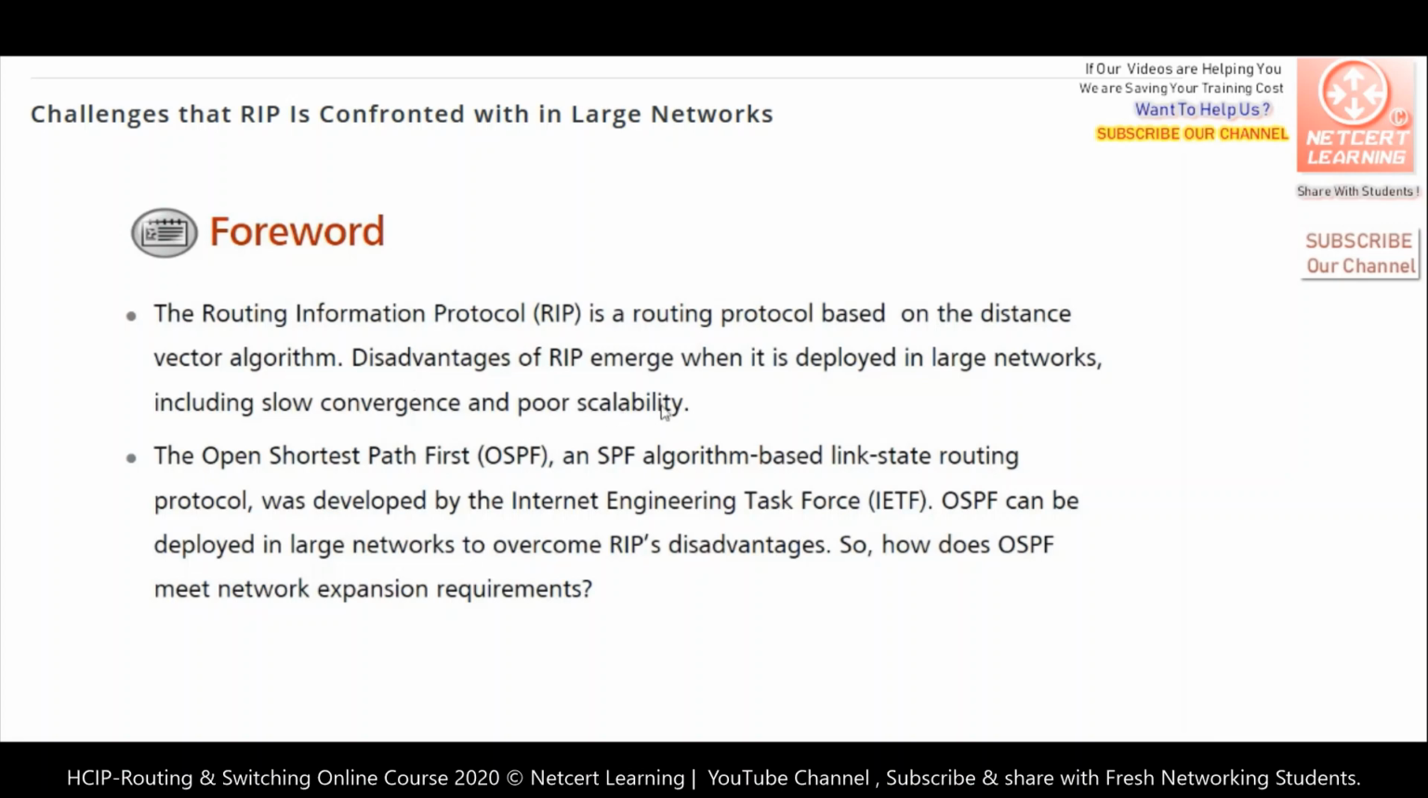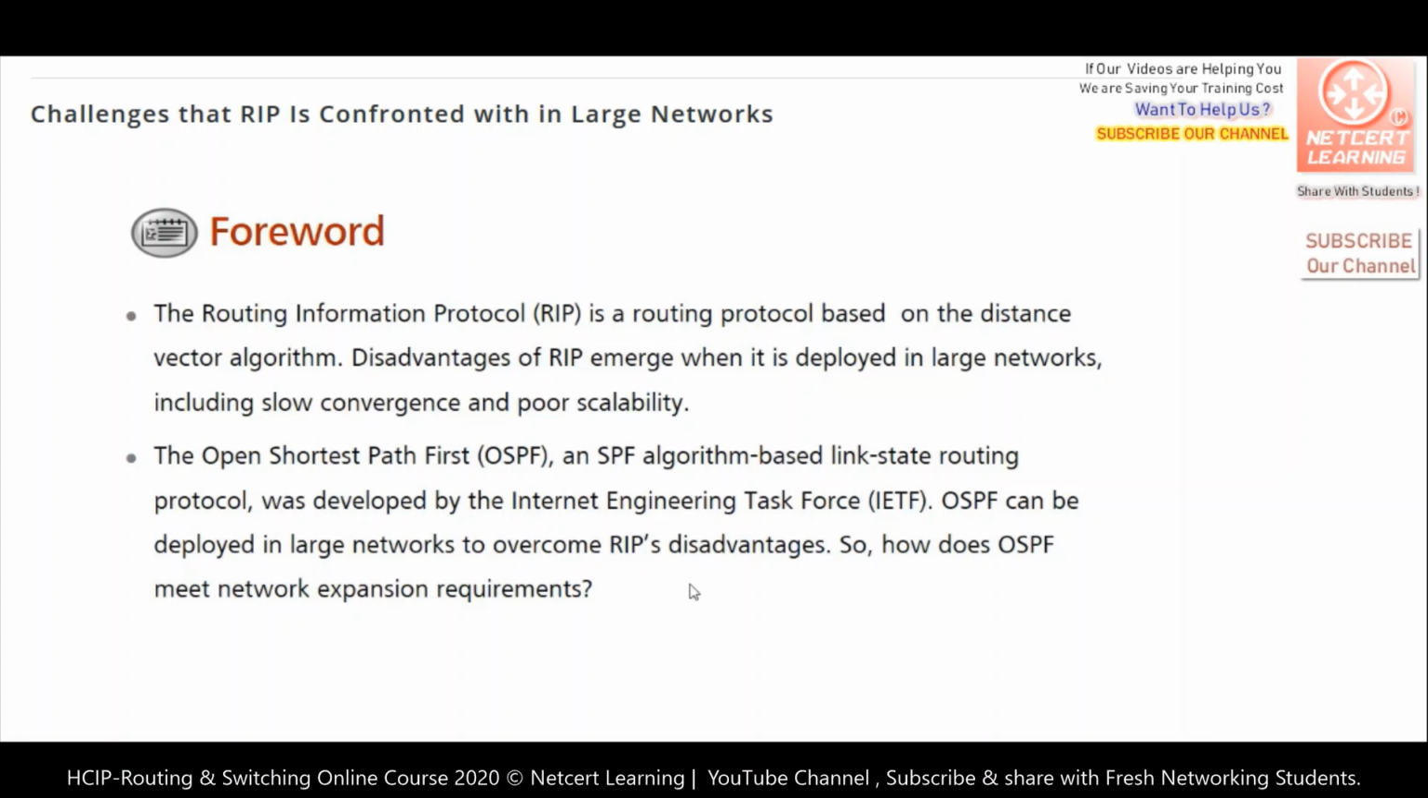I'll go through the limitations of RIP as well as the benefits of OSPF. But the main focus for today's discussion will be on OSPF, or Open Shortest Path First, an SPF algorithm-based link state routing protocol developed by the IETF. OSPF can be deployed in a large network to overcome RIP's disadvantages.